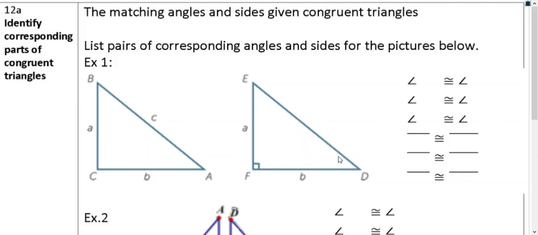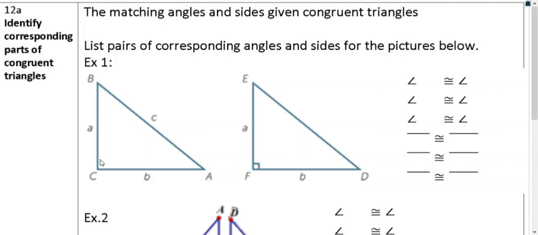The triangle will have the same shape, the same angles, but it may be facing in a different direction. So what we're going to do here is figure out which sides match up with which sides, which angles match up with which angles. So let's start with the angles first.